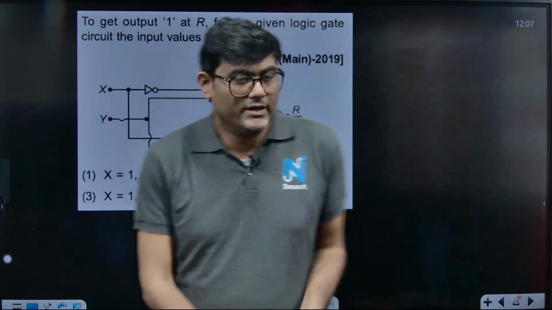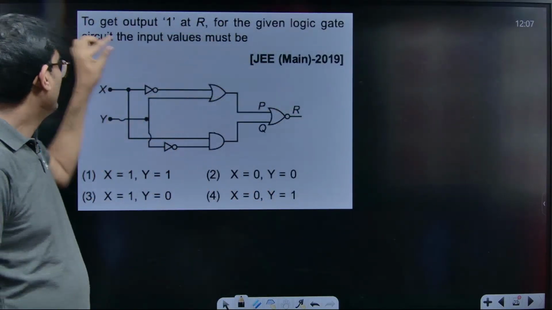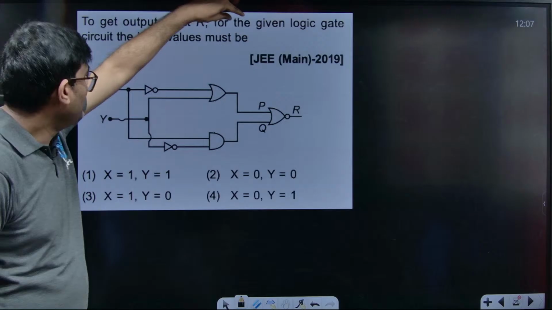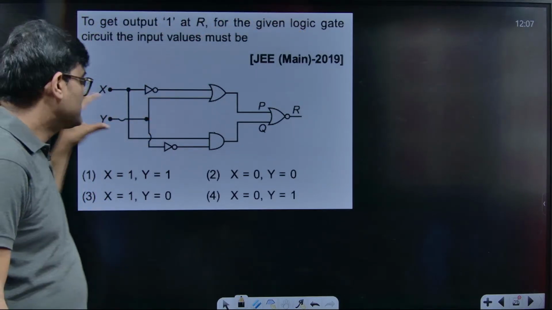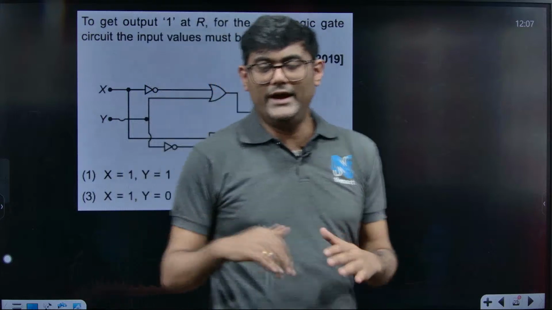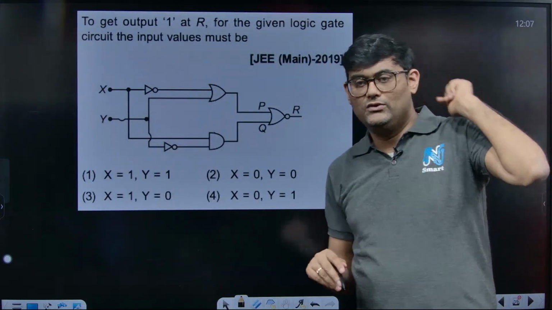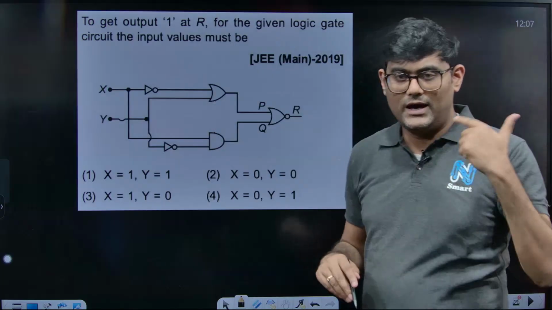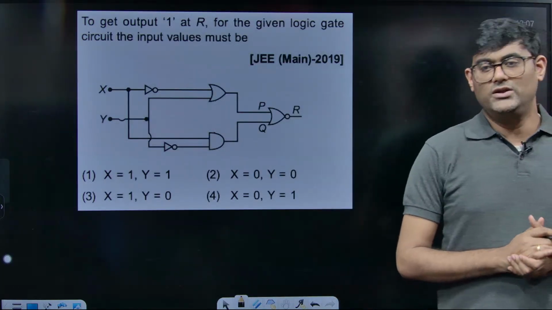Let's try this question. The question says that the output is 1. To get output 1 at R for the given logic gate, the input values must be. I have to identify what is the value of x and y so that I will get a value 1 at the output. Give it a try. I will come with my solution after 2 minutes.